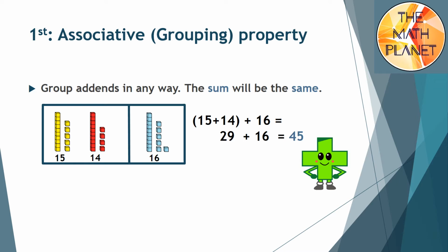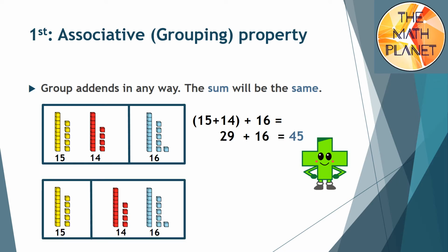Another way to solve this equation is by adding the second 2 addends first. So I will have 15 plus 30 and the sum will still be 45. So you can group the addends in any way and the sum will be the same.